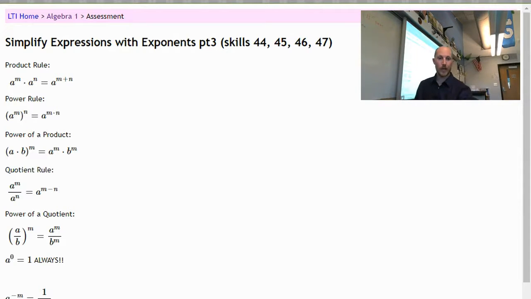Well, hello algebra. We got simplifying expressions with exponents part 3 today. Still looking at all of the skills about exponents that we've been learning for the last couple of weeks. Skills 44, 45, 46, and 47, which will show up in the skill quiz later this week.